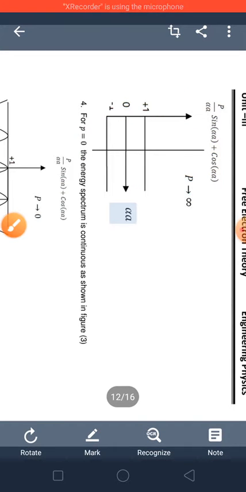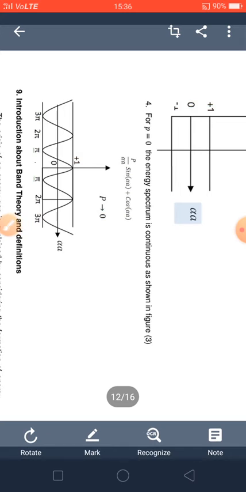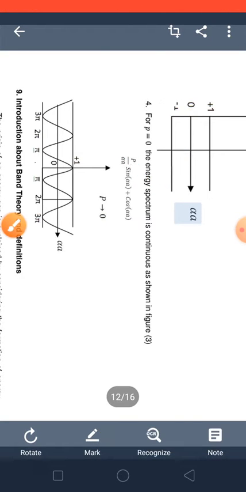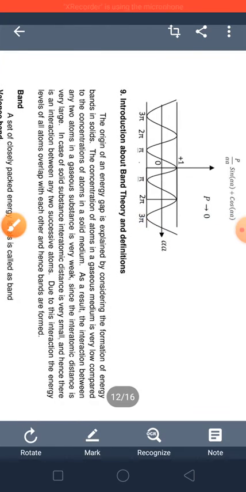Further, if P is equal to 0, what will we see? The energy spectrum is continuous, which is given by figure 3. We have discussed the allowed energy band and forbidden band on the basis of the Kronig-Penney model, which is given by these three figures.